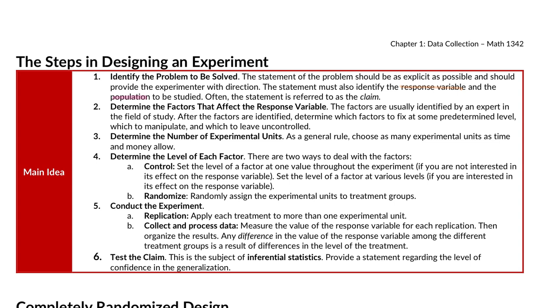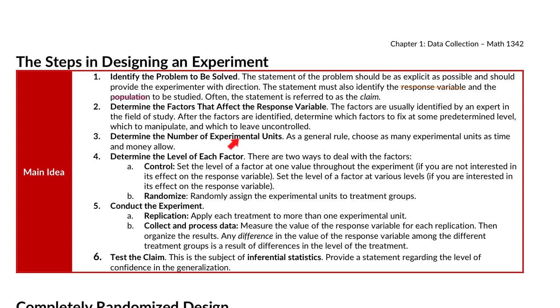Number 2 is to determine the factors that may affect the response variable. So like if I'm just throwing this diet pill idea out there again, you would probably want age, you would probably want gender, you would probably want activity level. There's all these factors that would affect the response variable, which is probably weight loss. So we have to think about all of those. As many of them as we can fix, we want to make sure we're talking to some professionals to actually fix these predetermined levels of these factors.